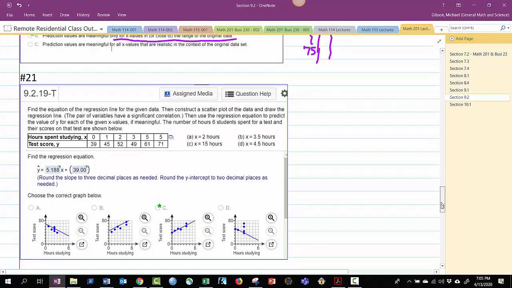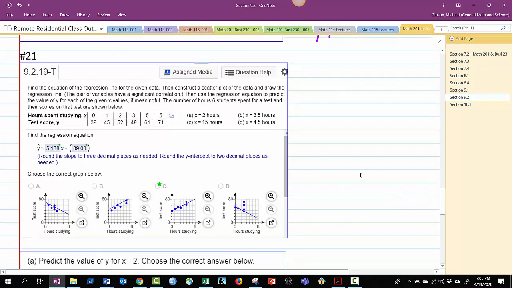Okay. So now let's look at a standard question on MyLabs Plus. Find the equation of the regression line for the given data, then construct a scatter plot of the data and draw the regression line. The pair of variables have a significant correlation. In other words, we're going to assume we've already looked into it.